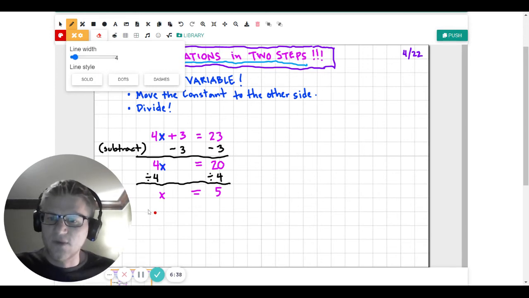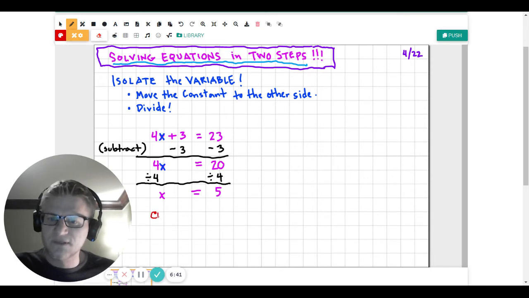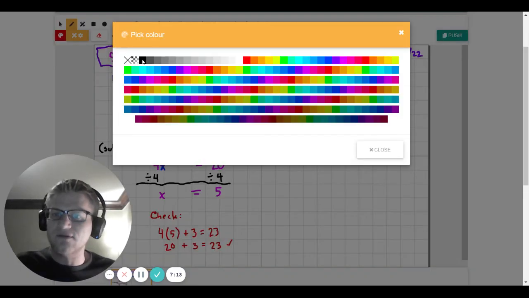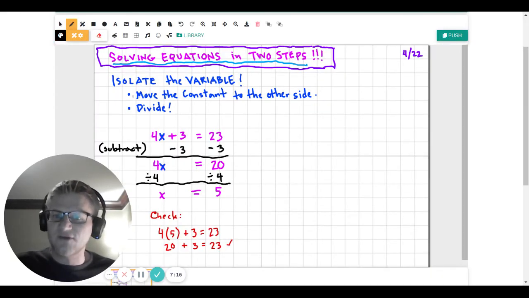Do the check here. Okay, so we're going to check this. This is always good with equations. You can always see if you did it right. We're going to go 4 times 5. Remember, I'm plugging in the 5. Plus 3 equals 23. And I look at that and I say, well, 4 times 5 is 20. 20 plus 3 equals 23. And that's correct. I can look at this right now and say, check. I got this. So that means my answer is correct. So we've figured out how to do this with 2 steps using isolating the variable.